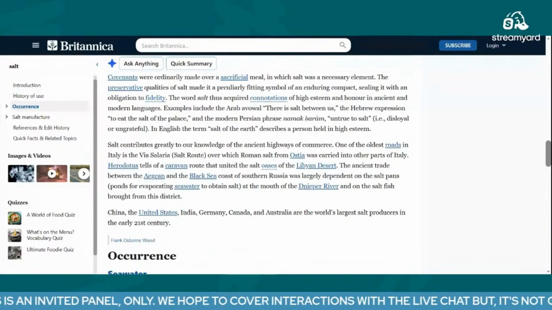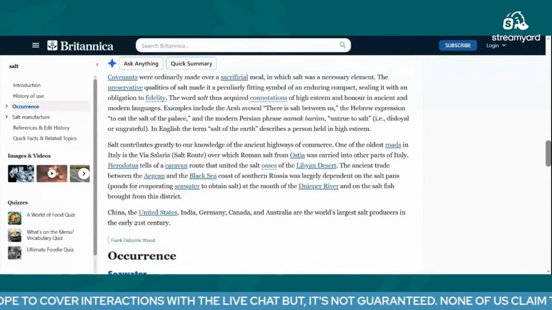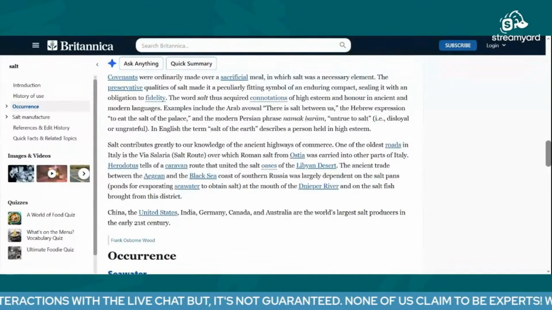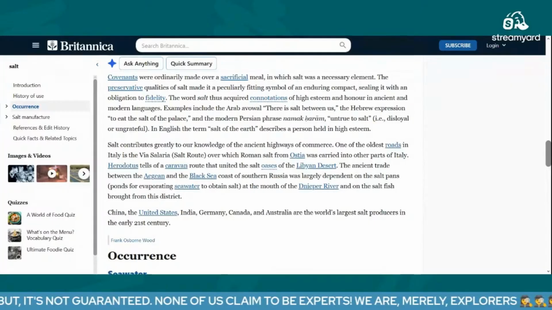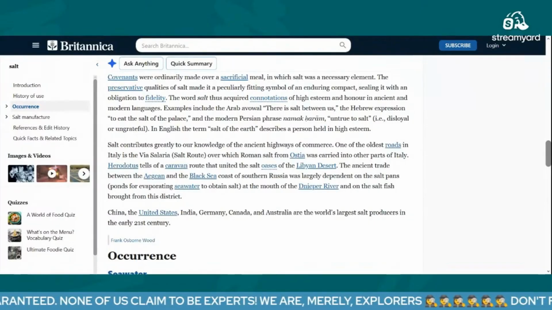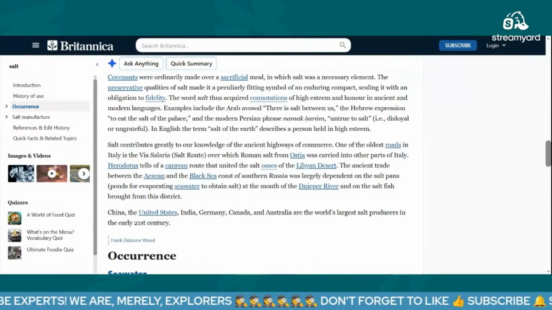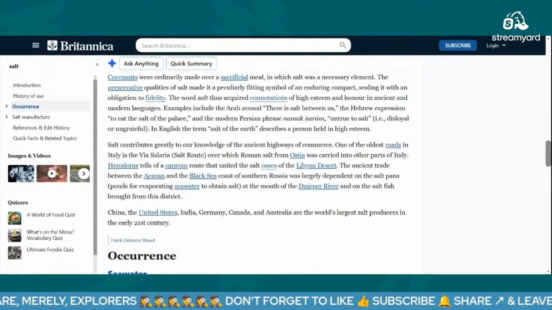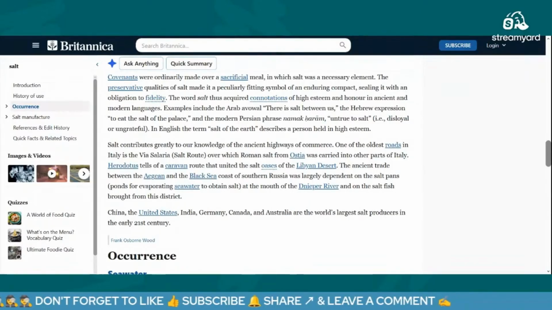Examples include the Arab avowal, "there is salt between us," the Hebrew expression, "to eat the salt of the palace," and the modern Persian phrase, "namak haram," which means untrue to salt, i.e., disloyal or ungrateful. In English, the term salt of the earth describes a person held in high esteem.